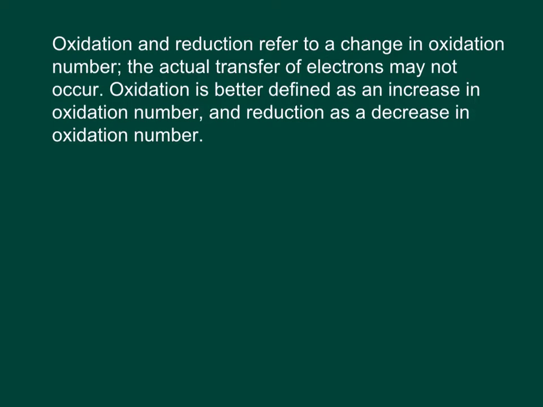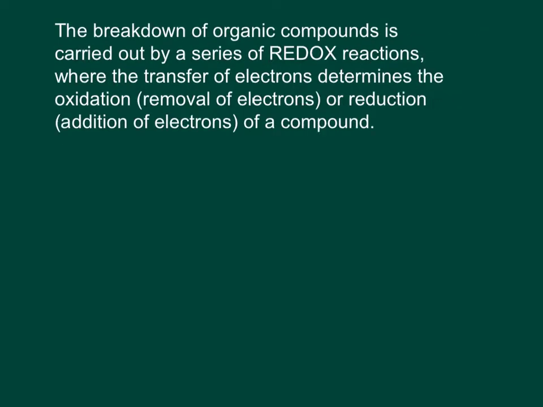The actual transfer of electrons may not occur. Oxidation is better defined as an increase in oxidation number, and reduction as a decrease in oxidation number. The breakdown of organic compounds is carried out by a series of redox reactions, where the transfer of electrons determines the oxidation, removal of electrons, or reduction, addition of electrons of a compound.